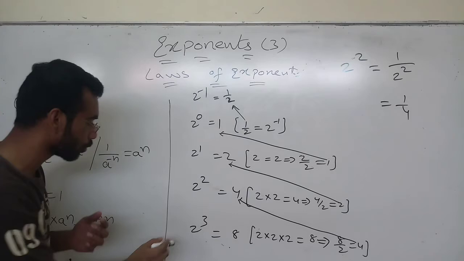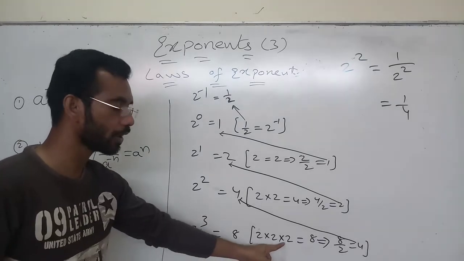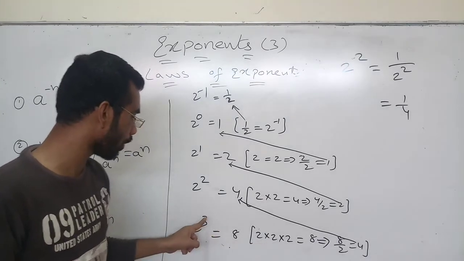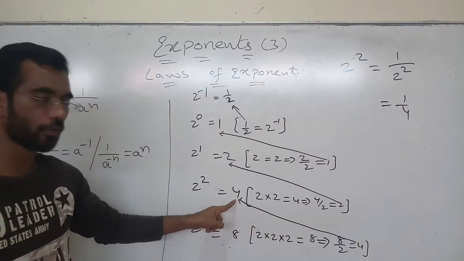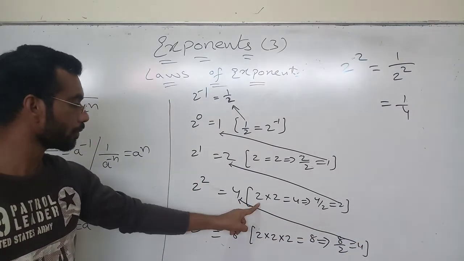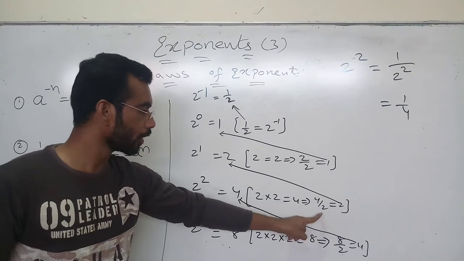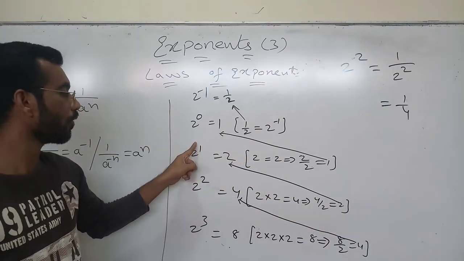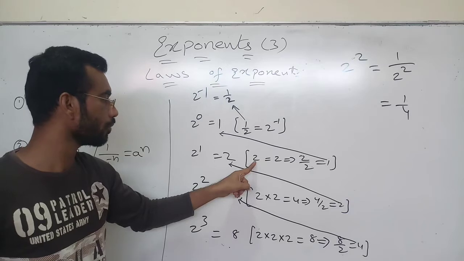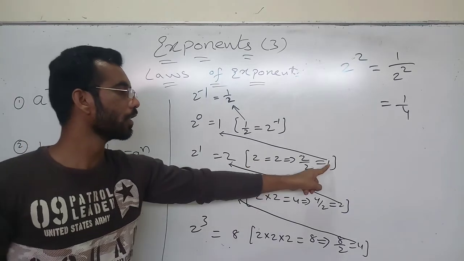Once again, let me explain. 2 power of 3 is 8. Multiply 2 three times. Why? Because here it is power. Divided by 2, it will be 4. Here, 2 is taken how many times? 2 times. It will get 4. 4 divided by 2, how much are we getting? 2. 2 power of 1 means 2 is taken how many times? 1 time. 2 is equal to 2. 2 by 2, the answer will be 1.